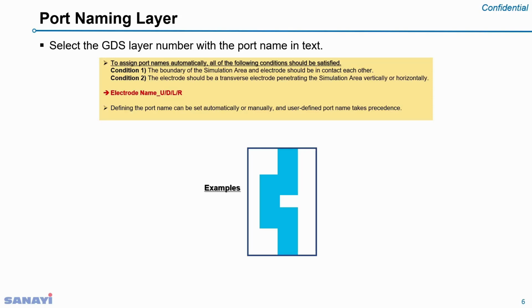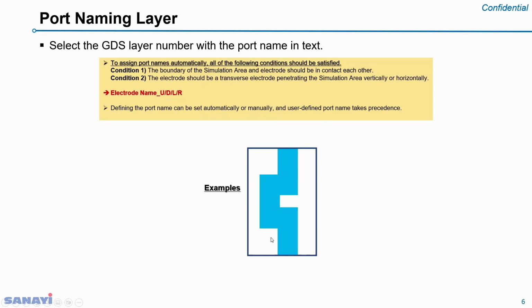Special conditions are as follows. Condition 1. The boundary of the simulation area and electrode should be in contact with each other. Condition 2. The electrode should be a transverse electrode penetrating the simulation area vertically or horizontally. One thing you need to know is that the port names set by the user always take precedence.